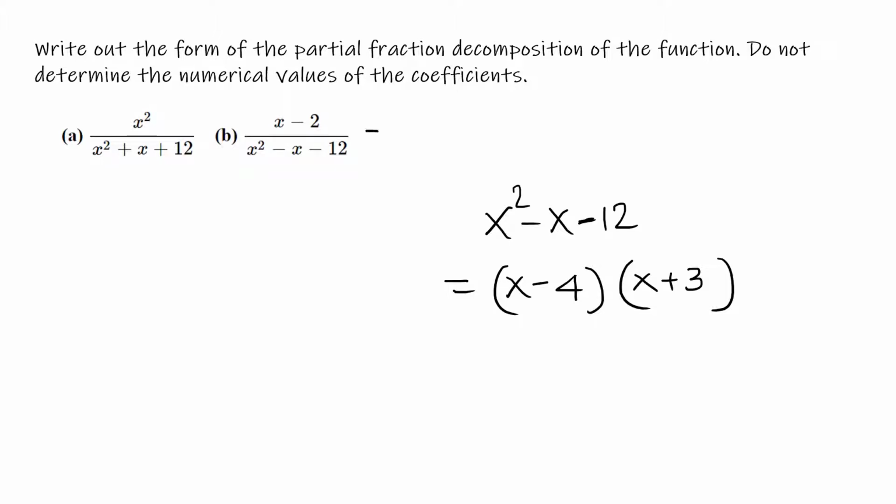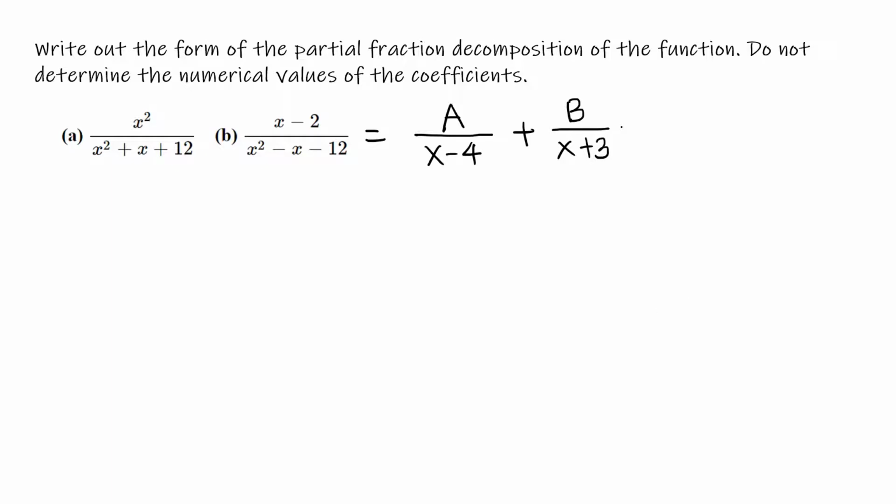So 2 factors. So part B, we've got a linear factor. That's a degree 1 linear factor. So some constant over that linear factor plus another constant over another linear factor, x plus 3. And the question asks not to solve for the constants. So this is it. Okay, part B is just that.